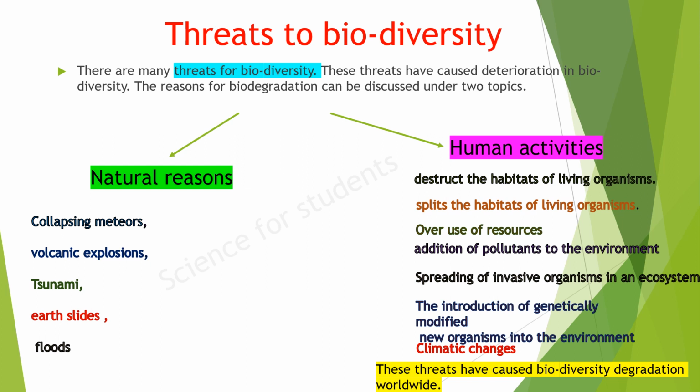Collapsing meteors, volcanic explosions, tsunamis, earth slides, and floods. If we take human activities, we can list: disrupting the habitats of living organisms, splitting the habitats of living organisms, overuse of resources or overexploitation, addition of pollutants to the environment, spreading of invasive organisms in an ecosystem, the introduction of genetically modified new organisms to the environment, and climatic changes.